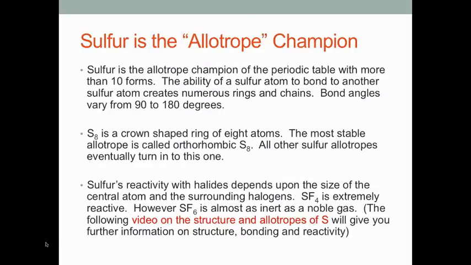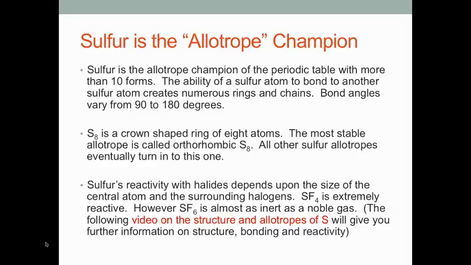Sulfur on the periodic table is the allotrope champion. It has more allotropes than any other element. The ability of a sulfur atom to bond to another sulfur atom creates numerous rings and chains. So therefore, the bond angles can go anywhere from 90 degrees to 180 degrees.